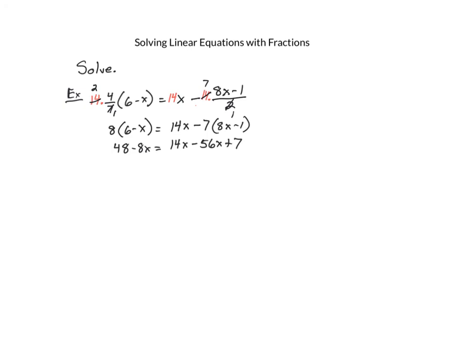Okay, let's continue. Now we'll combine like terms. So on the right-hand side, we'll have negative 42x plus 7. On the left-hand side, it stays the same. Let's see, our choices are to add 42x or add 8x to both sides. I think I'll add 42x. If I do that, I'll end up with, what is that? I'm adding 42. That would be 34x.